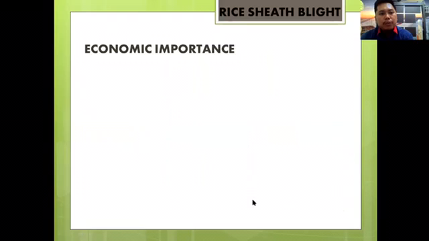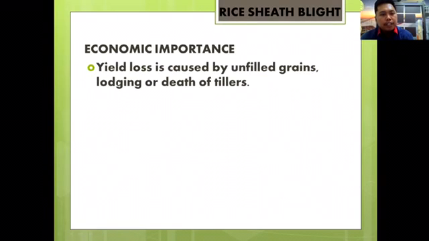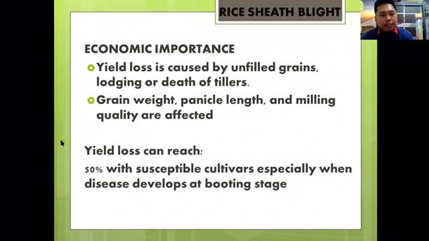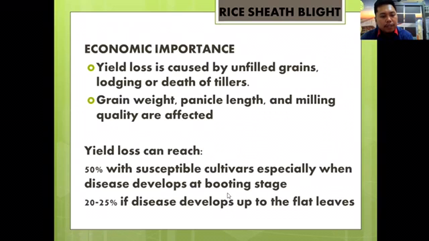Now, I want to present about the economic importance. First, yield loss is caused by unfilled grains, lodging or death of tillers. Second, grain weight, kernel length and milling quality are affected, and yield loss can reach 50% with susceptible cultivars, especially when the disease develops at the booting stage, and 20% if the disease develops up to the flag leaf.